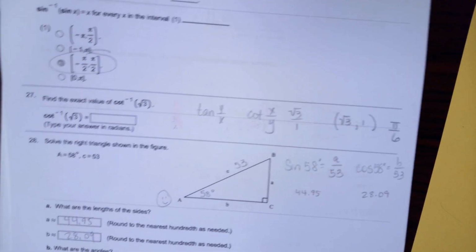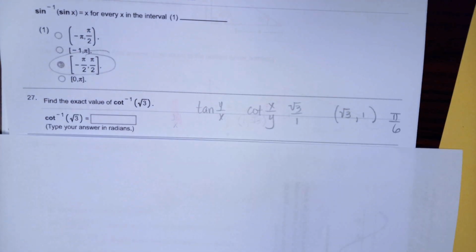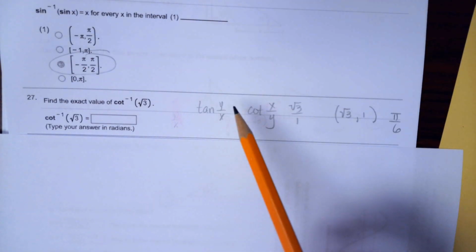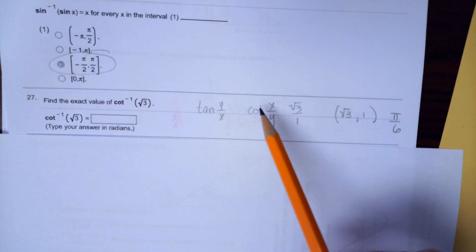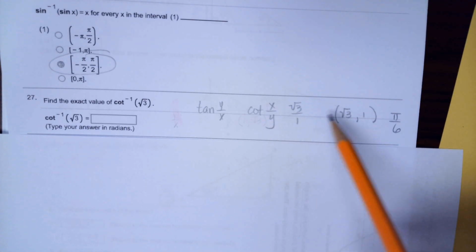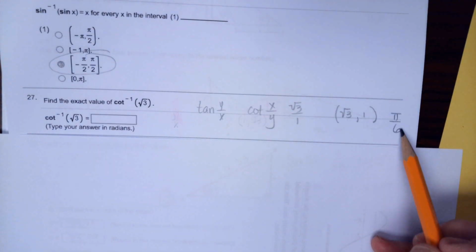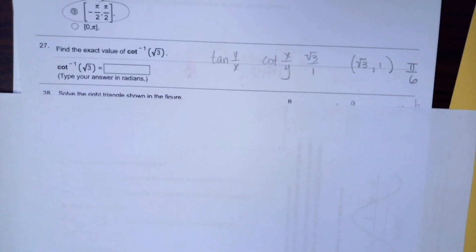Number 27 says, find the exact value of cotangent inverse of square root of 3. Remember that tangent's y over x, cotangent's x over y. So if it's the square root of 3, your x value is the square root of 3, your y value is 1. If you go to your unit circle, you'll find that that occurs at pi over 6.